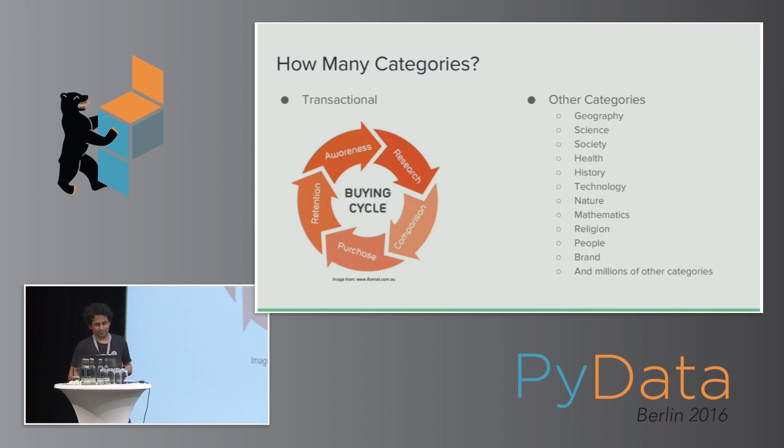And then we have other categories, like geography, science, health, people, a brand, and millions of other categories. So where do these categories come from? They come from Wikipedia. Wikipedia has more than 1 million categories right now.